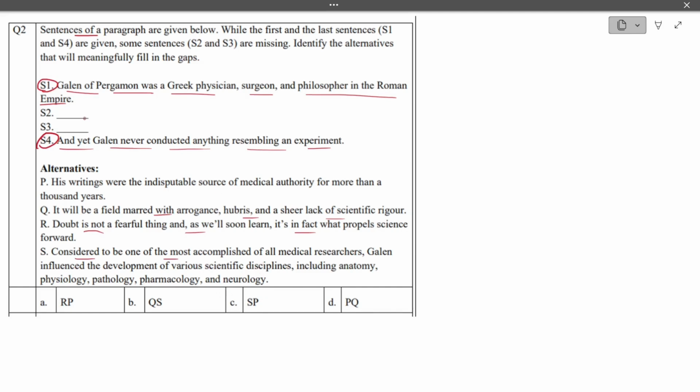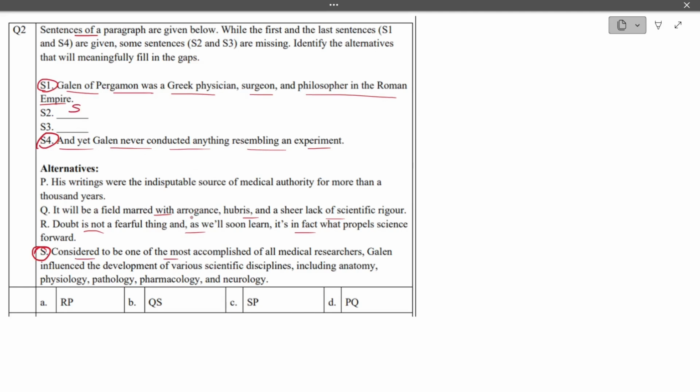See, actually what will come in sentence number 2 is option number S. Okay, let's see how, because for that we have to read the first statement again. Galen of Pergamum was a Greek physician, surgeon and philosopher in the Roman Empire, considered to be one of the most accomplished of all medical researchers. Galen influenced the development of various scientific disciplines. See, we were talking about Galen, and the further communication is only about Galen, right? They are still talking about Galen only. So that is the continuation. That is why we have taken S as sentence number 2.